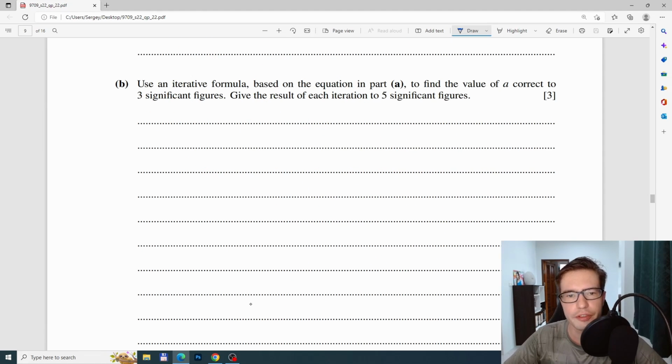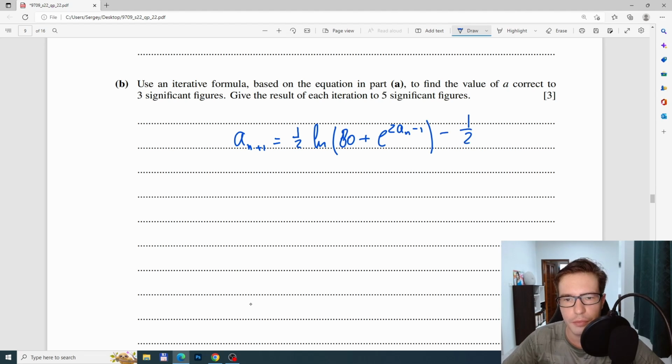Okay, next one is about the iterative formula. So first, let's state the formula from the previous question. It's going to be a(n+1) equals half log of 80 plus e to the power of 2a(n) minus 1, minus a half.